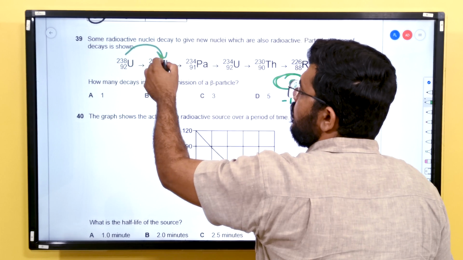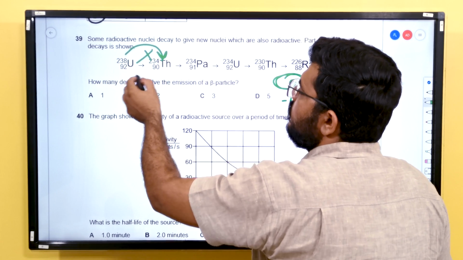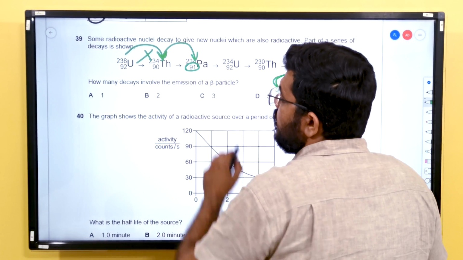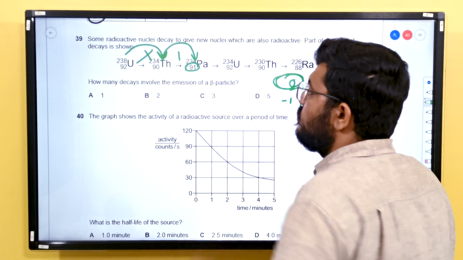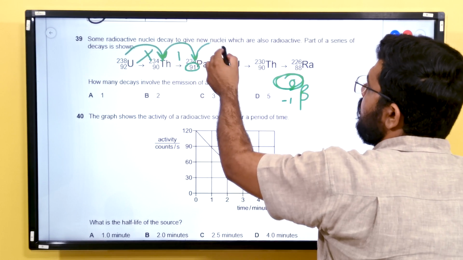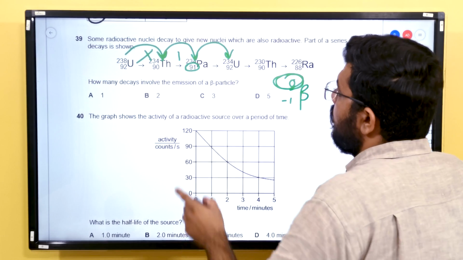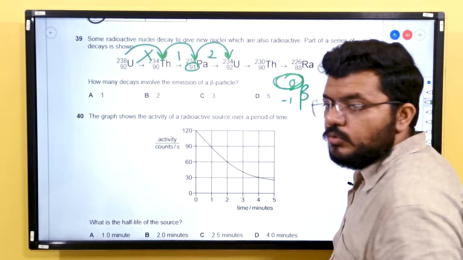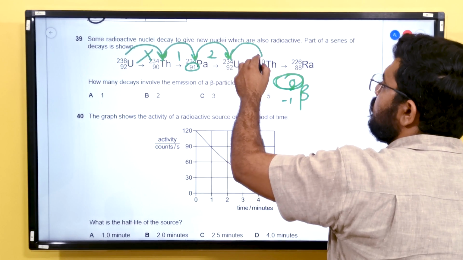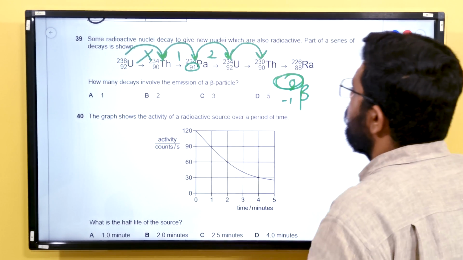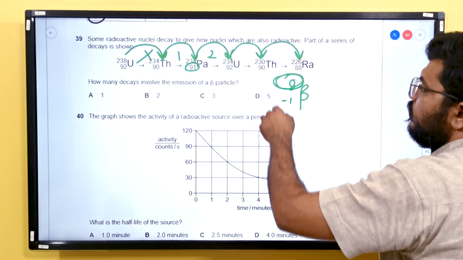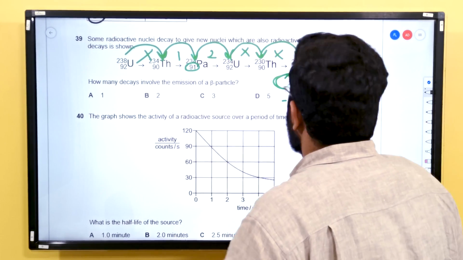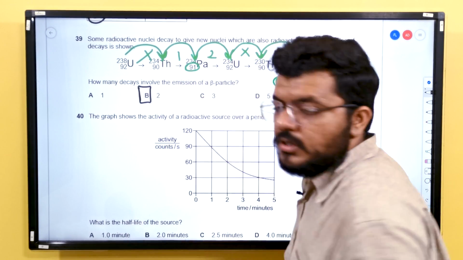Here the nucleon number is changing, so this is not a beta decay. Here the number of nucleons is not changing and the number of protons is increasing by 1, so this is the first beta decay. Now if you observe here also, the number of nucleons is not changing but the number of protons is increasing by 1. This is the second beta decay. 34 to 30, this is a change in number of nucleons. This is also a change in number of nucleons. So these two are again not beta decay. So how many beta decays do you have? 2. So the correct option is option B.